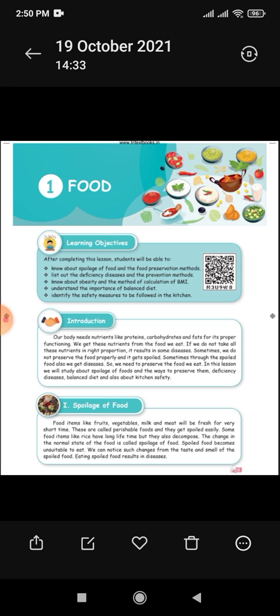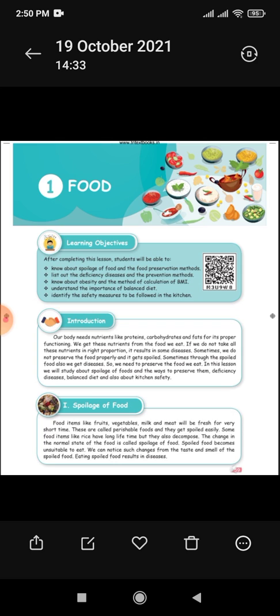So what is meant by food spoilage? Any change in the normal state of the food is known as spoilage of food. There may be changes in smell, taste, or color. These are all some changes, right? So if there are any changes in the normal state of the food, it is known as food spoilage.